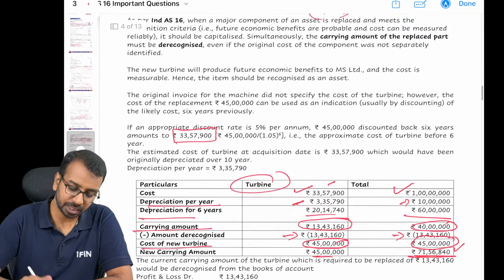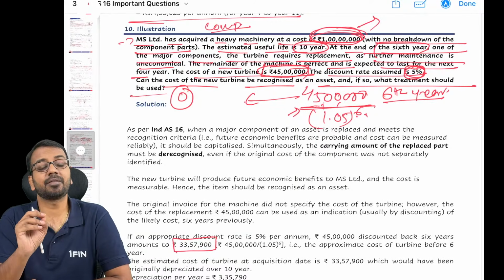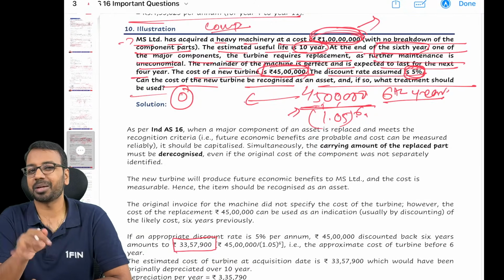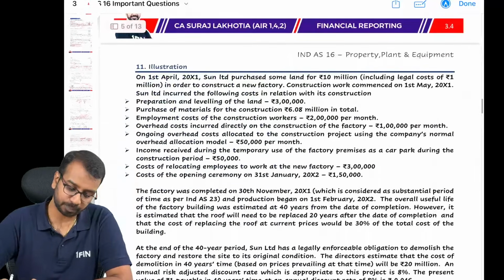I hope it is clear. This and the overhaul cost part that we discussed, these are where students sometimes get confused as to what is done. So it is good that you revise it properly.